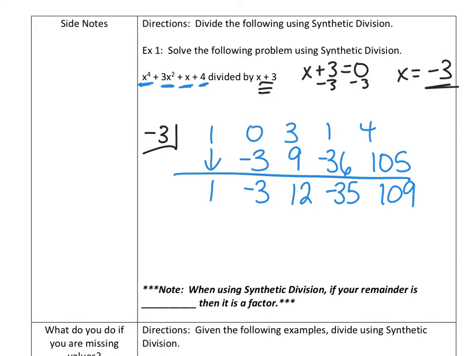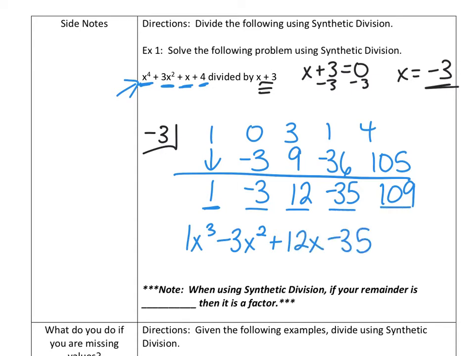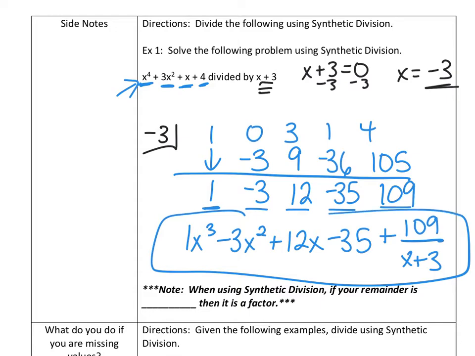Now I just want to write this as my polynomial. I started with x to the 4th, so that tells me that this first thing is going to be an x to the 3rd minus 3x squared plus 12x minus 35 plus 109 over x plus 3. That's it. Okay?